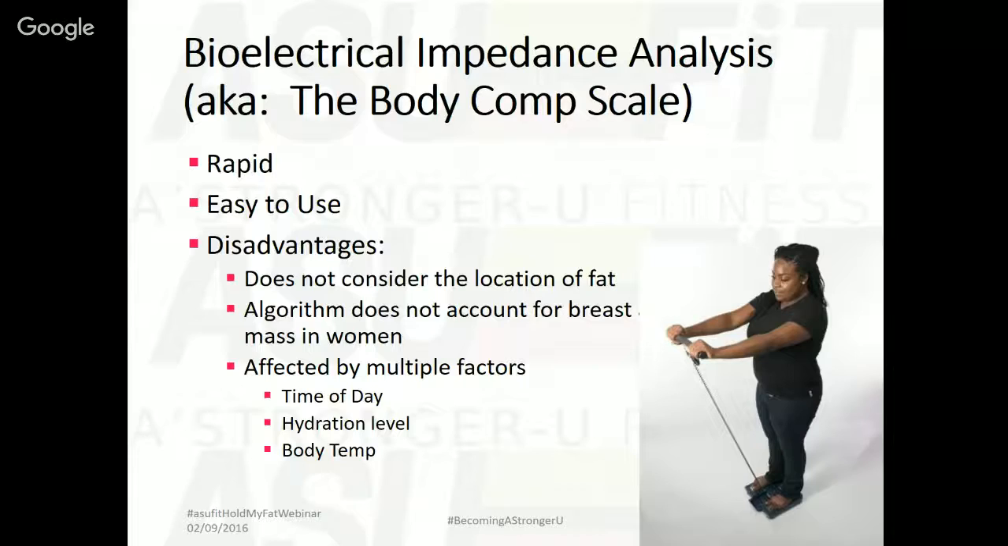However, it is very quick and easy to use. It doesn't require a lot of math because it's something that the computer is going to do for you, but it's not going to help you break down exactly where you're holding your body fat.